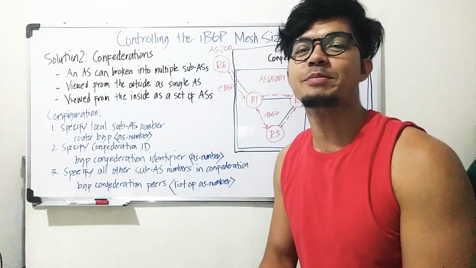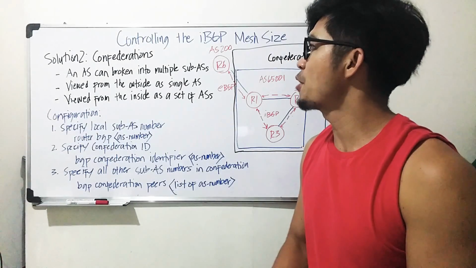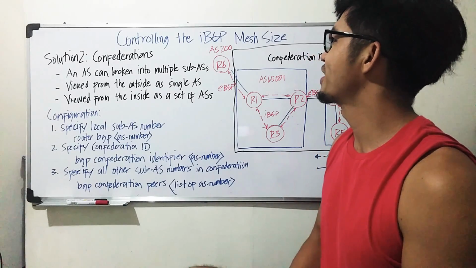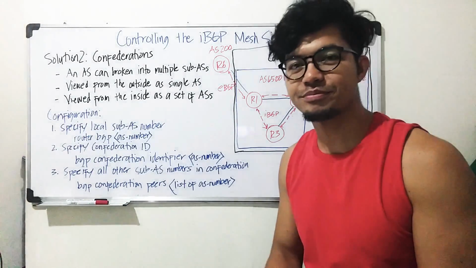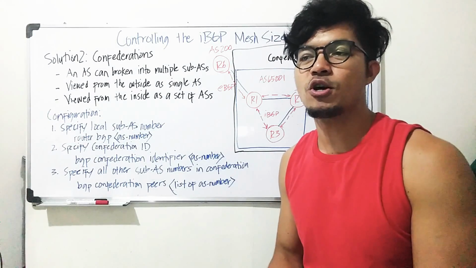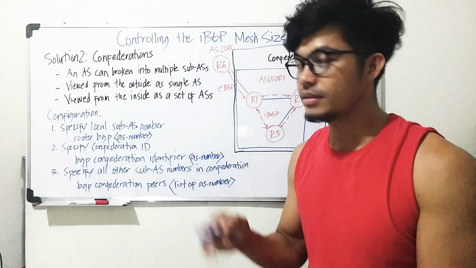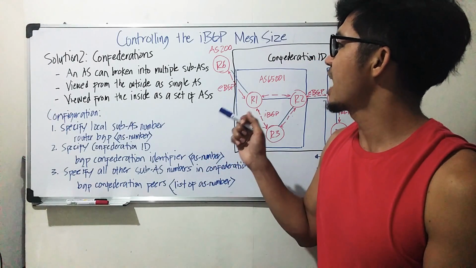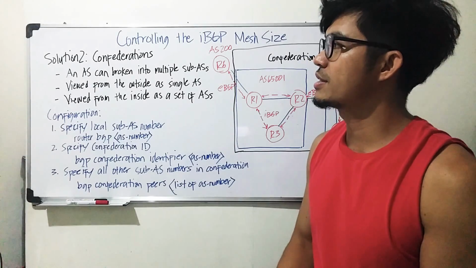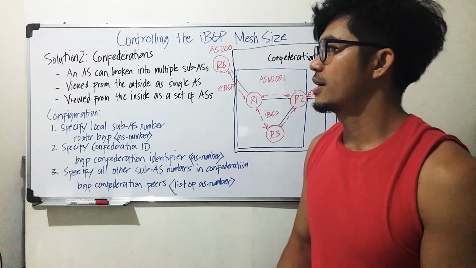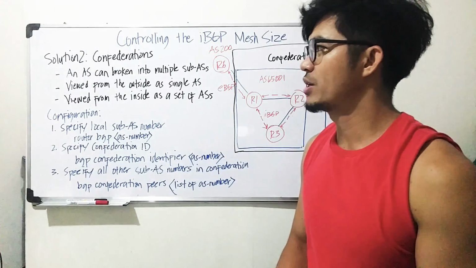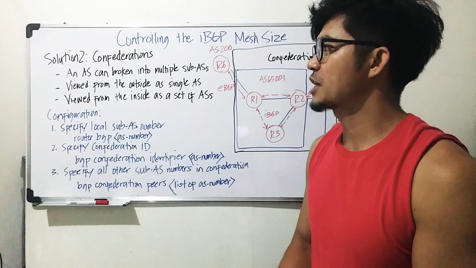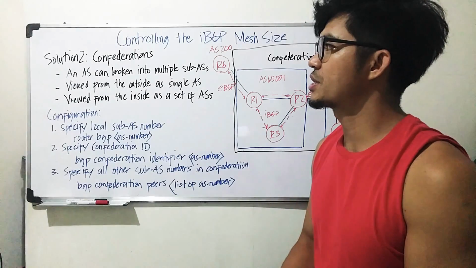In this video, I'm gonna talk about controlling the IBGP mesh size. In the previous video, I talked about controlling the IBGP mesh size using route reflectors, and it was solution number 1. But in this video, I'm going to talk about solution number 2, which is confederations.